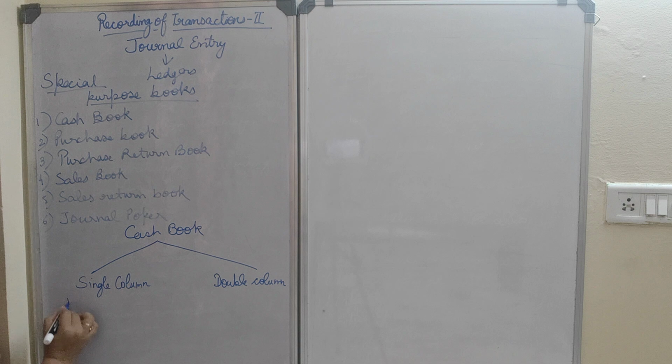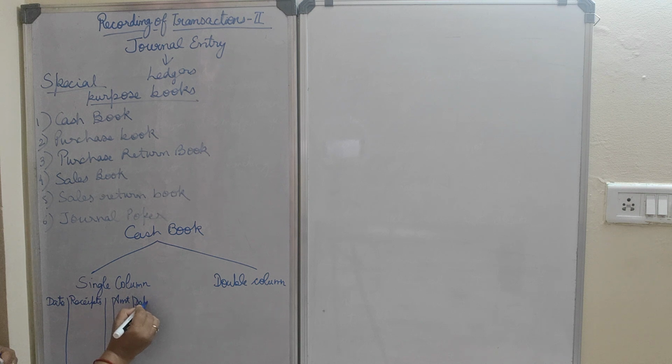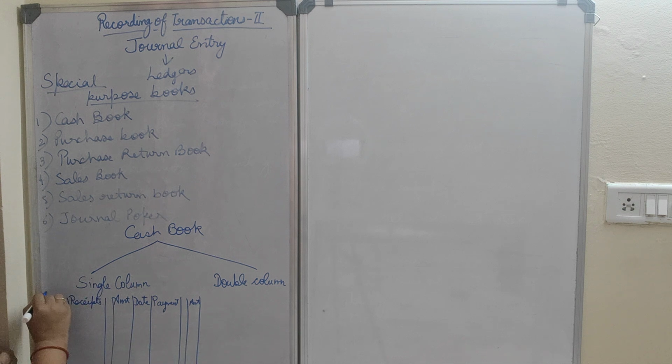Single column cash book is like the ledger of cash. You remember? Date, then particulars, then ledger folio. Here we don't write particulars, we write receipts, then the amount, then the date again, then payments, then ledger folio, and here comes the amount. So this is our single column cash book, which has only one column of amount in it.